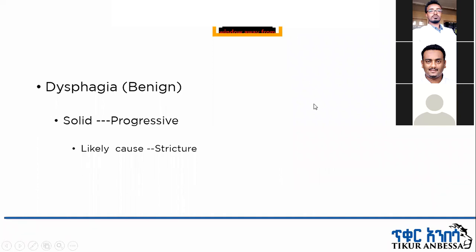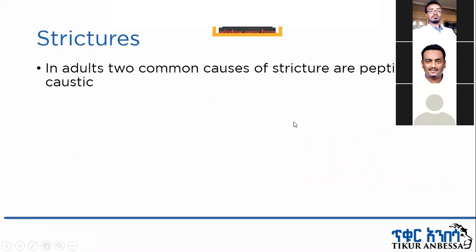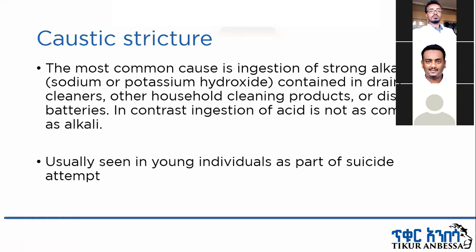So dysphagia with benign causes, if it is solid and progressive, it likely causes usually stricture. In adults, the common causes of stricture are peptic stricture and caustic stricture, especially in our setup. The common cause of caustic stricture is ingestion of strong alkali, actually. This is drain cleaners and other household cleaning products, disc batteries.